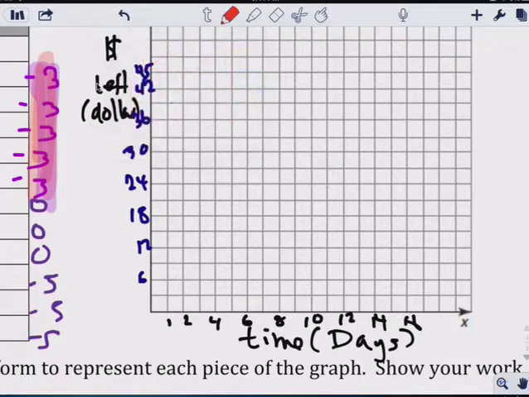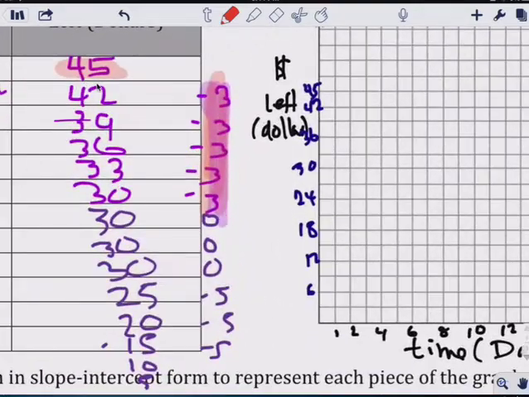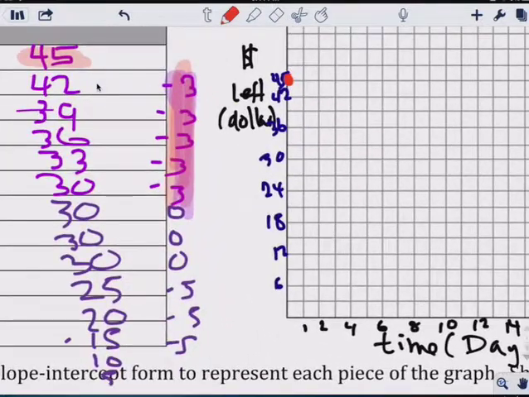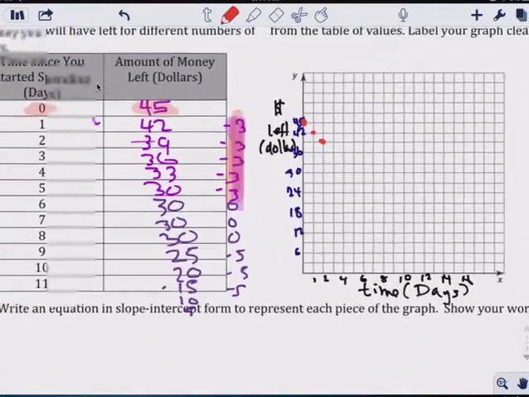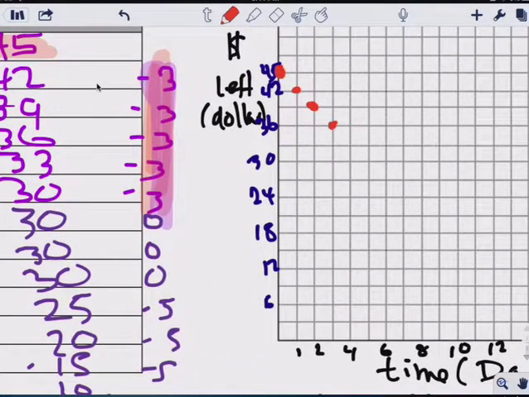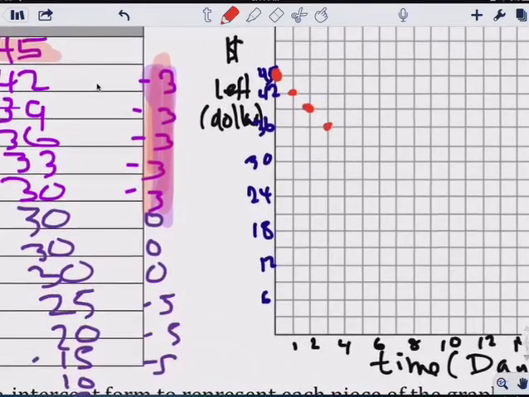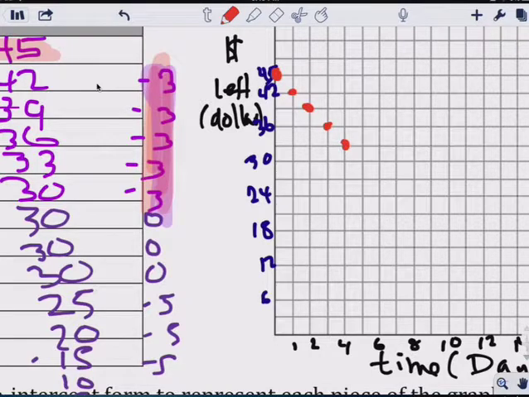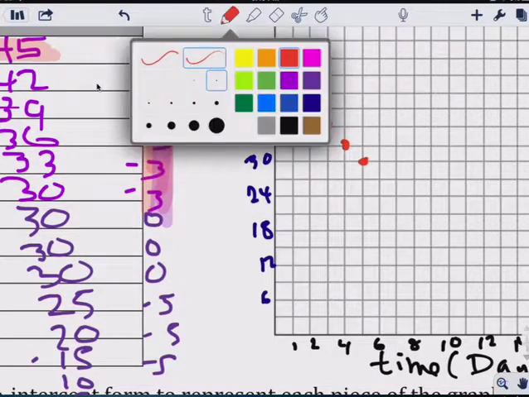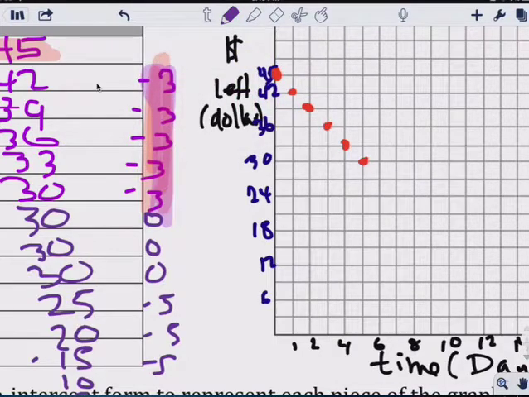So 0 days starts at $45 right there. 1 day is at 42. 2 days is at 39. 3 days is at 36. Okay, 4 days is at 33. 5 days is at 30. And then it stays at 30 for another 3 days. 1, 2, 3 days.